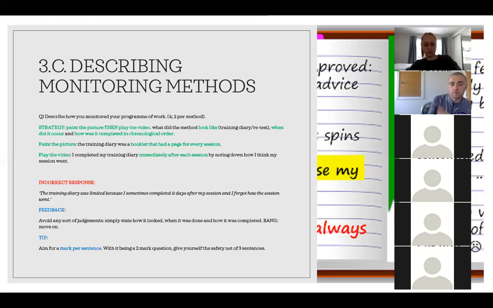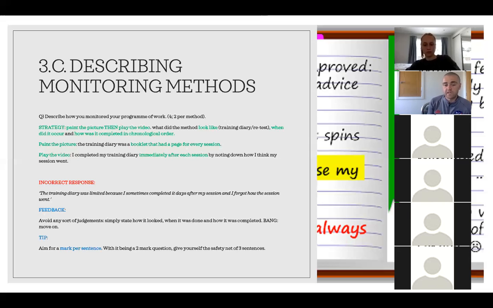Okay, things you might talk about after that: having written down how I thought it went, I decided to set my next steps for my next session. Yeah, that's another descriptive point in there. So again, it's short, it's sharp. There is no justification anywhere. There is no why anywhere. And in each example there, painting the picture and playing the video, there's something about every session or each session. It shows that they understand what monitoring actually is.